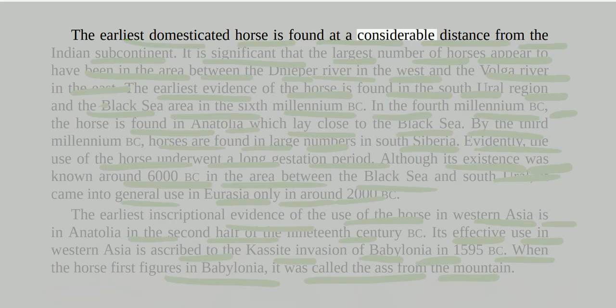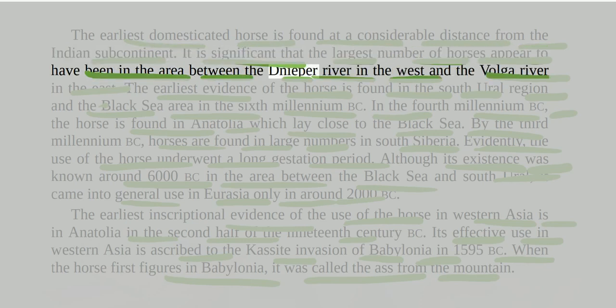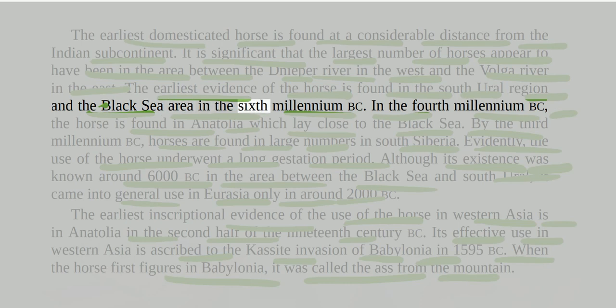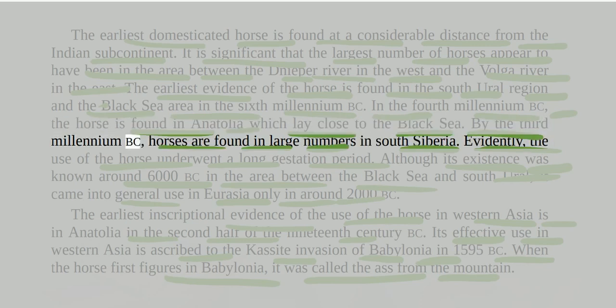Horse is found at a considerable distance from the Indian subcontinent. It is significant that the largest number of horses appear to have been in the area between the Dnieper River in the west and the Volga River in the east. The earliest evidence of the horse is found in the South Ural region and the Black Sea area in the 6th millennium BC. In the 4th millennium BC, the horse is found in Anatolia, which lay close to the Black Sea. By the 3rd millennium BC, horses are found in large numbers in South Siberia.